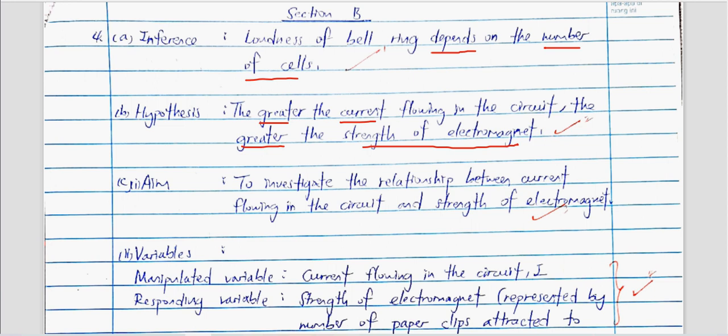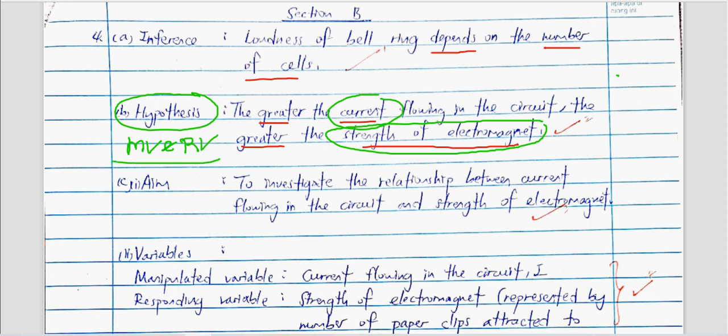Now, let's say you use the same physical quantities, current and the strength of the electromagnet, for your inference, can or not? Can, it will be correct. Let's say you write the strength of the electromagnet depends on the current. That one is also correct. So for inference and hypothesis, you can use the same physical quantity. But most important is your hypothesis. Make sure you use the correct manipulated and responding variable. And make sure the variable that you choose is something that can be tested in the school lab.